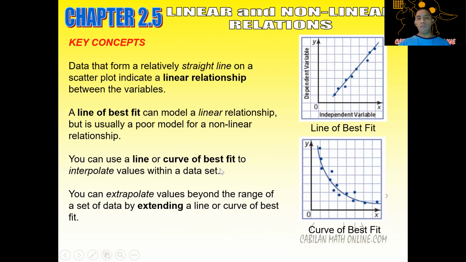Now again, as I mentioned a few seconds ago, we can also extrapolate the values using the line or curve of best fit by looking beyond the data. So if you look at the line of best fit over here, notice that I'm making a guess beyond the set of data here. Notice that this last little dot would represent the last data point that we plotted as an ordered pair.